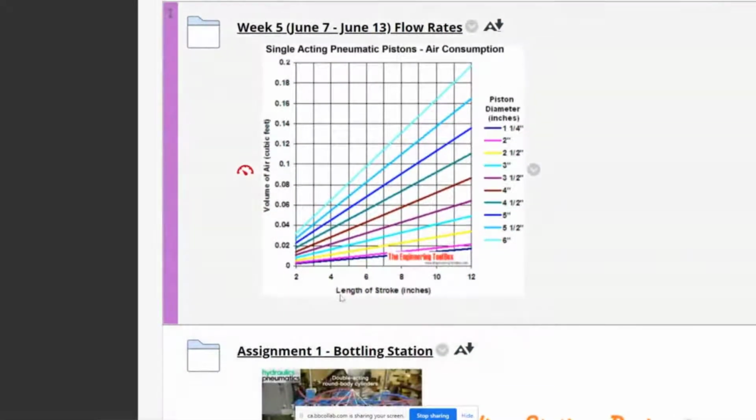Now this is the length of the stroke, and we can see the stroke is longer and longer and longer.